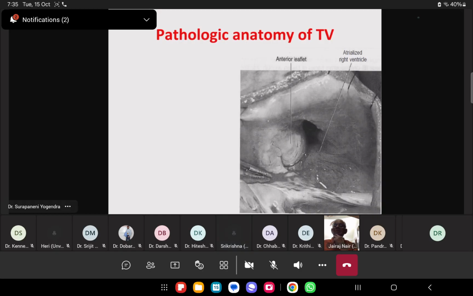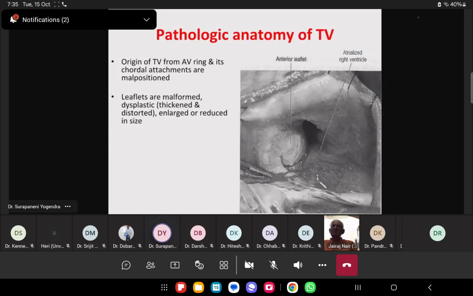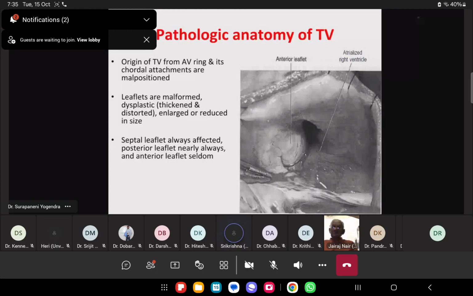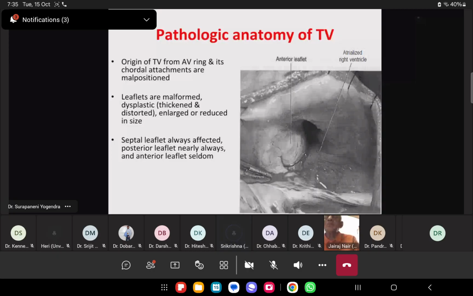Pathological anatomy of the tricuspid valve. The origin of the tricuspid valve from the atrioventricular ring and its caudal attachments are malpositioned. Leaflets are malformed, dysplastic, thickened and distorted, enlarged or reduced in size. The septal leaflet is always and the anterior leaflet is seldom affected. Septal and posterior leaflets are displaced. Maximal displacement is usually at the commissure.